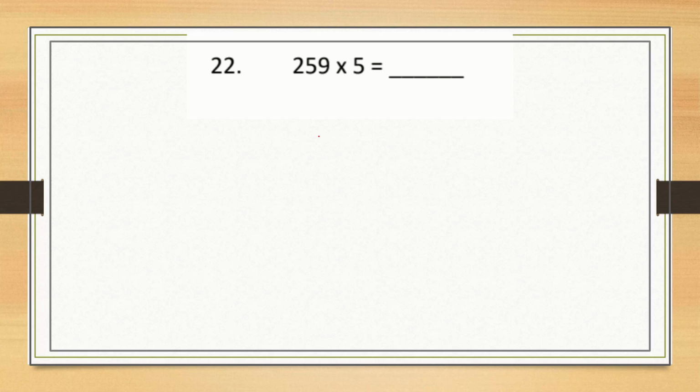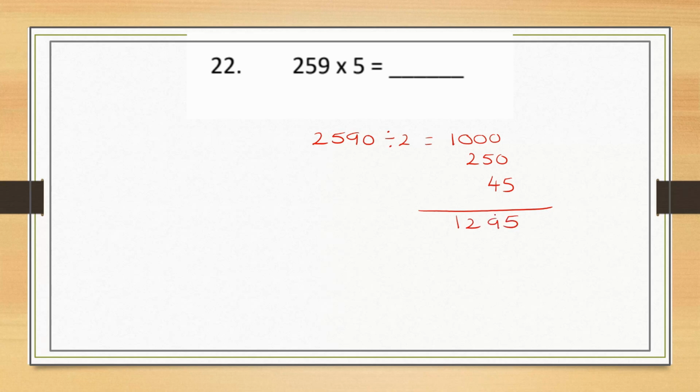So I'm going to multiply this by 10, which is 2,590. I want to know the answer to 259 multiplied by 5. 5 is half of 10, so let's divide this number by 2. Let's half it. Half of 2,000 is 1,000. Half of 500. Well, half of 50 is 25, so half of 500 is going to be 250. Half of 90 is 45. So that is 1,295.